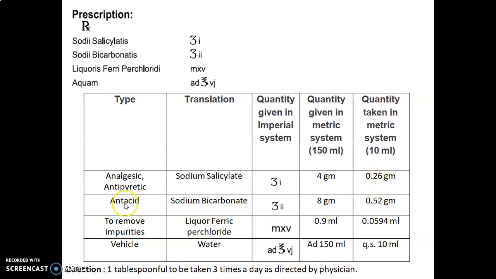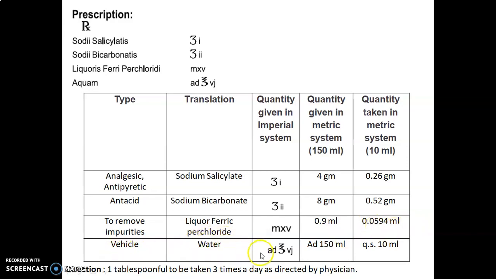Sodium bicarbonate is used as an antacid. Quantity given is drachm 2. So 4 into 2, that is 8 gram. Quantity taken is 0.52 gram. Liquor ferric perchloride, which is used to remove impurities. Quantity given in the imperial system is minim XV. XV stands for Roman 15, 10 and 5, so 15. So 0.06 into 15, that is 0.9 ml. Quantity taken should be 0.0594 ml.